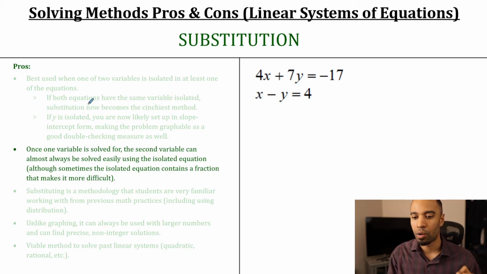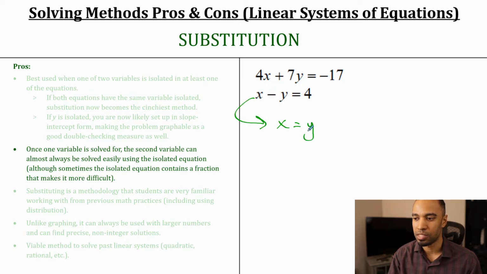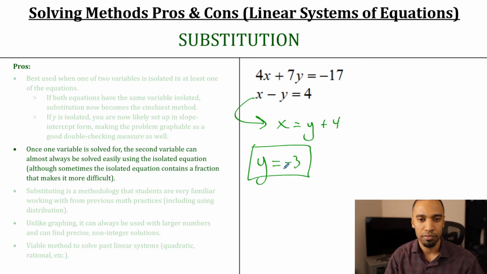Next pro, once one variable is solved for, the second variable can almost always be solved easily using the isolated equation. What I want to remind you of is that your goal when you play substitution is to isolate a variable in an equation to begin with. So let's say I chose to isolate this x right here by adding y to both sides. I get x equals y plus 4. Obviously, I do my substitution, plug that in, and let's say I solved for y, and I know for this one, y is going to be negative 3. So let's say you get y equals negative 3.